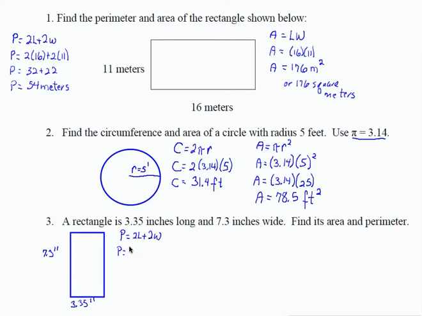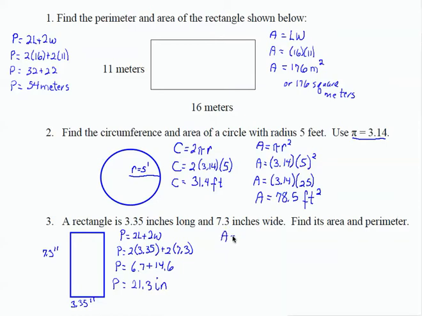For this problem, that's going to be 2 times 7.3. And you know, it doesn't really matter which one you do, length and width, but let me just write it out very carefully for the formula. So we had 3.35 inches long plus 7.3 inches wide. And if I compute with each of those, I'm going to get 6.7 plus 14.6. So my perimeter is 21.3. I need to use correct units. That's going to be inches.